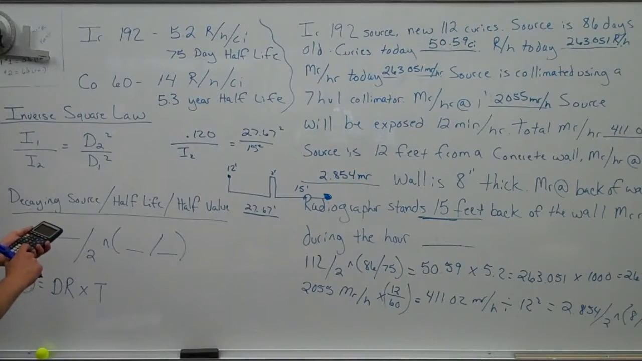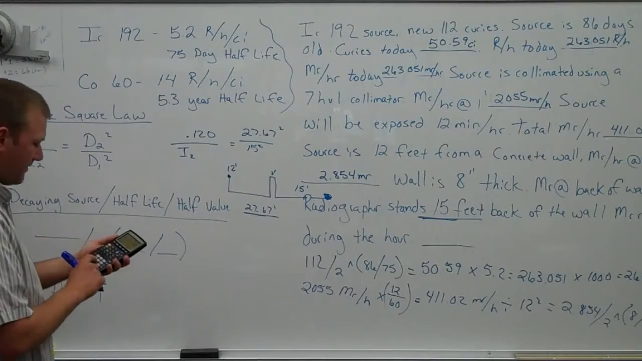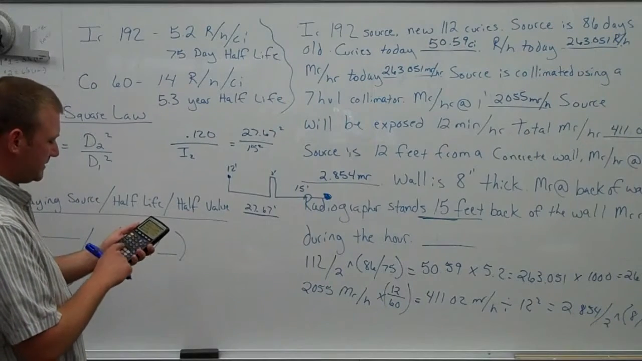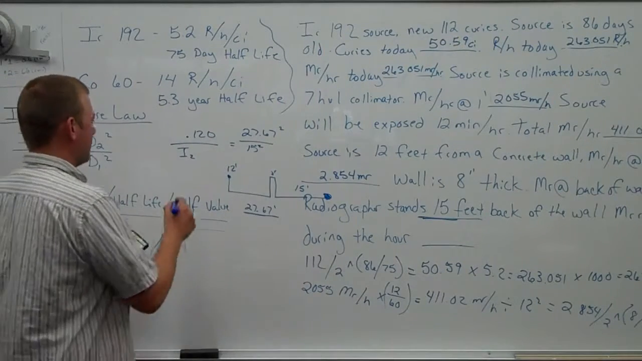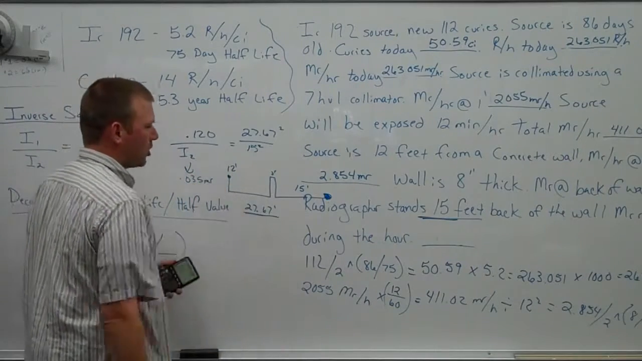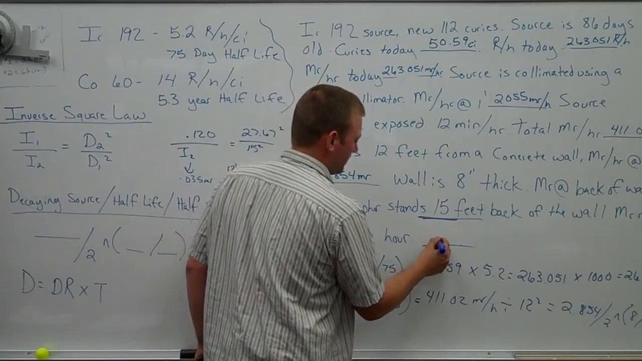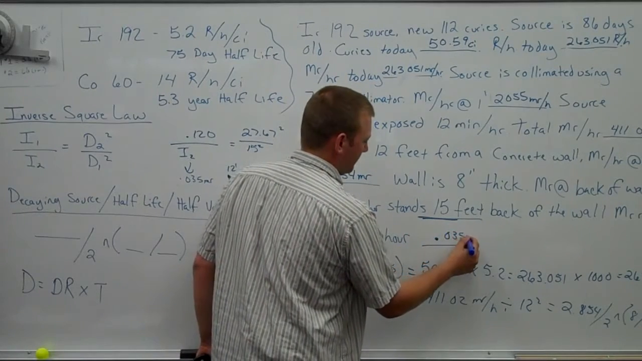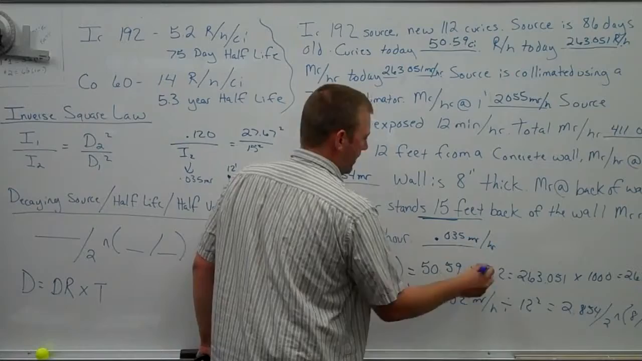So, 0.120 times 15 squared, still work the exact same way. Divide that by 27.67 squared. I come out with a value of 0.035 mR per hour. So this guy right here, 0.035 mR per hour.